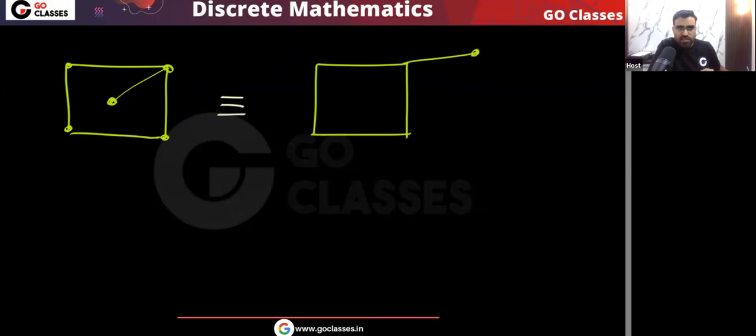You can notice one thing. The number of faces will not change. For example, this is face number 1. This is face number 2. Okay. Number of faces here also 2. Here also number of faces is 2. Okay. Is this clear? Please tell me. But you can see their degree will change.